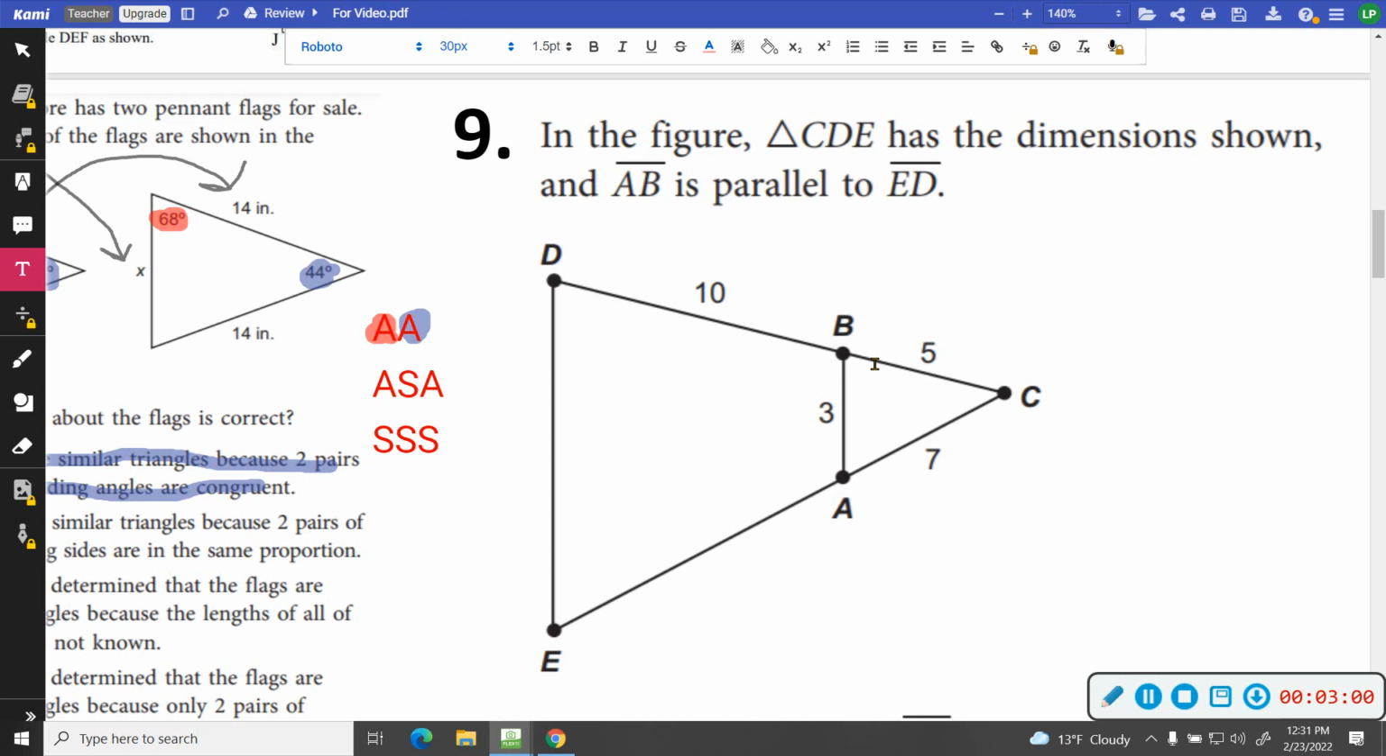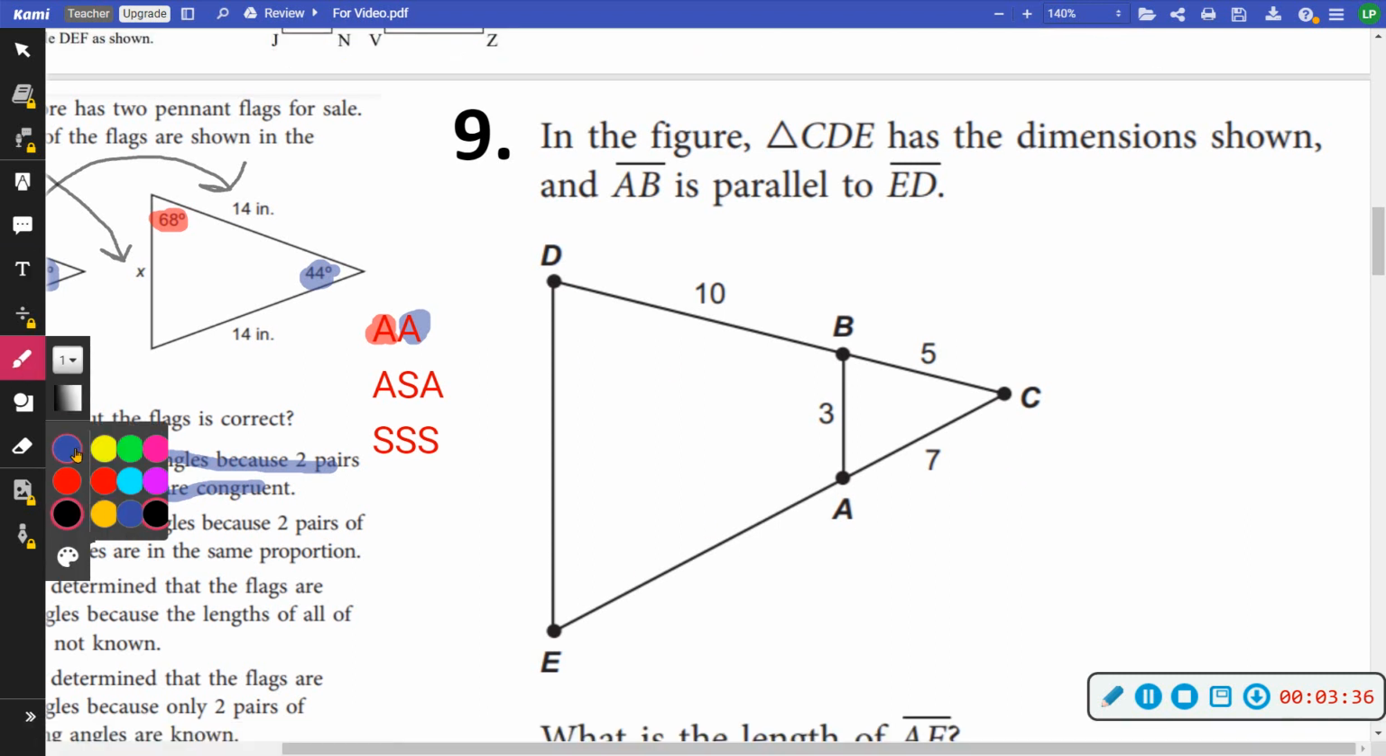Alright, so in the figure below we have triangle CDE, that's the big one, and it says that AB is parallel to ED. So as soon as we know that those two are parallel, we know that this small triangle is going to be similar to the big triangle. Now how do we know that? Because they both share this angle, and then we also know that this angle and this angle are the same because those are corresponding, and we got two parallel lines cut by a transversal. So we know that the big triangle is similar to the small triangle.